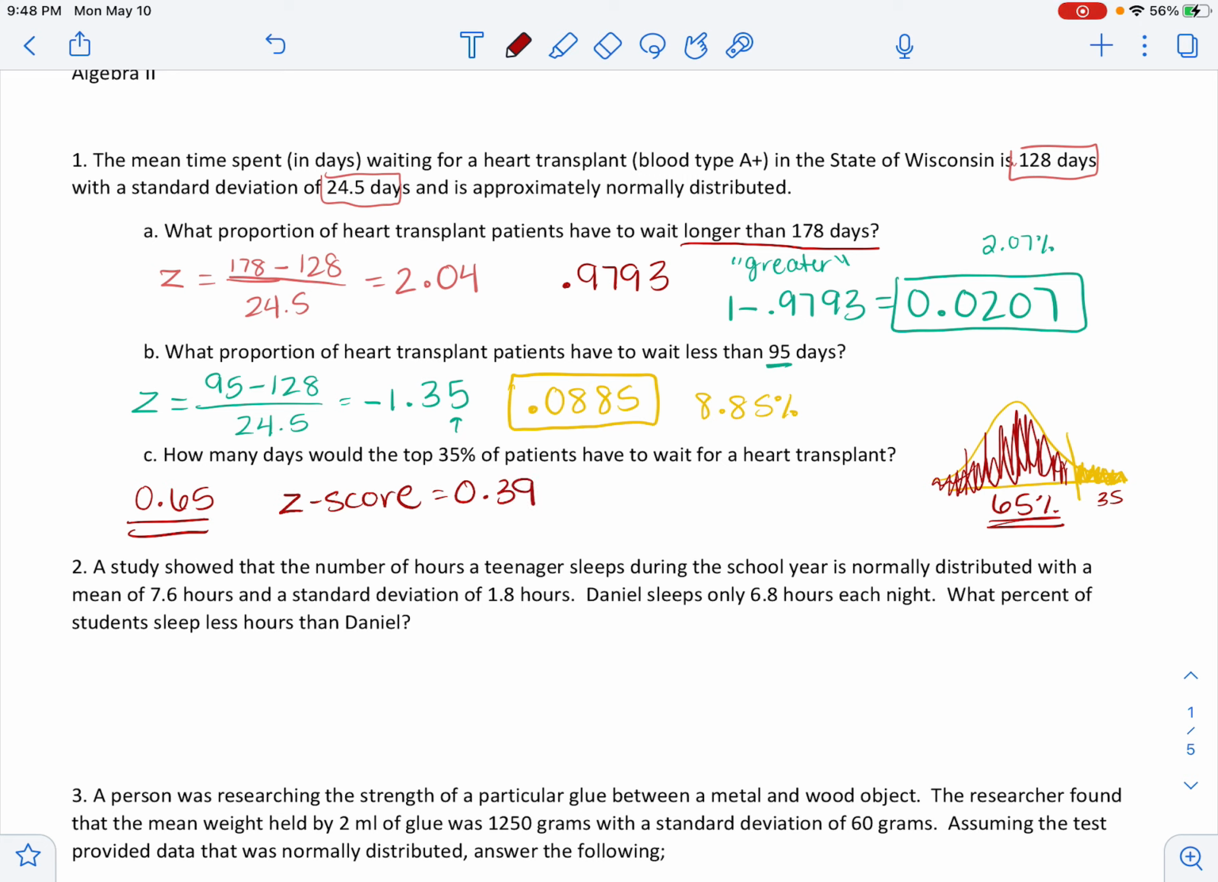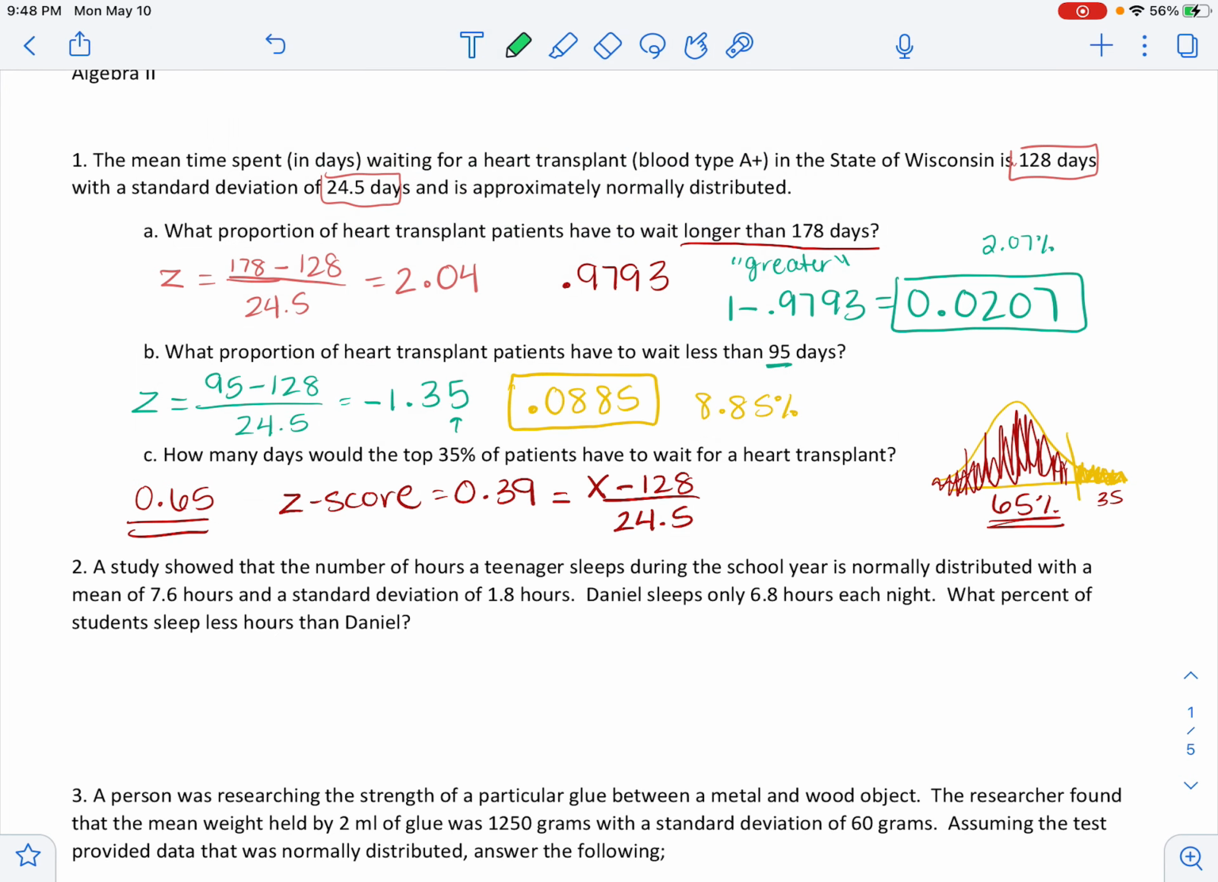All right, well, now that I know the z-score, I'm going to use that to solve for how many days would have a z-score of 0.39. So using the equation we know for z-score, the value that we want is what we're trying to find, right? We don't know how many days. So we're going to do x minus the mean, 128, divided by the standard deviation of 24.5.